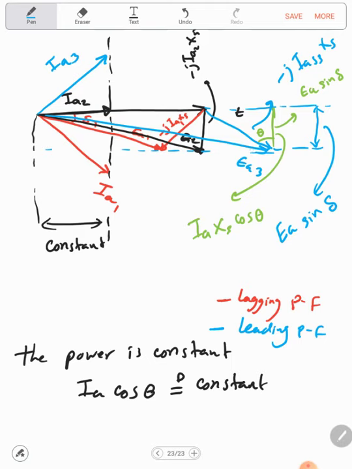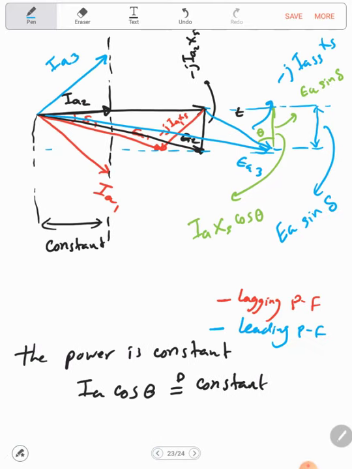So from the phasor representation, we stated that EA sine delta will equal IA XS cosine theta. Let's recall that this angle is equal to this angle. Let's use the same color.